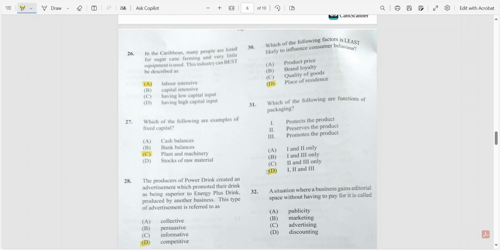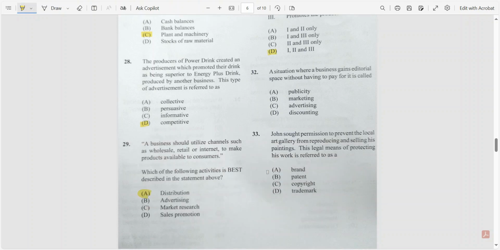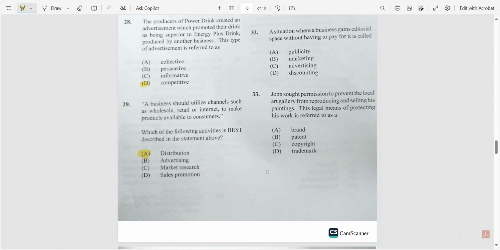A situation where a business gains editorial space without having to pay for it is called publicity, marketing, advertising, or discounting. And the answer is A for 32. 33. John sought permission to prevent the local art gallery from reproducing and selling his painting. The legal means of protecting his work is called copyright.